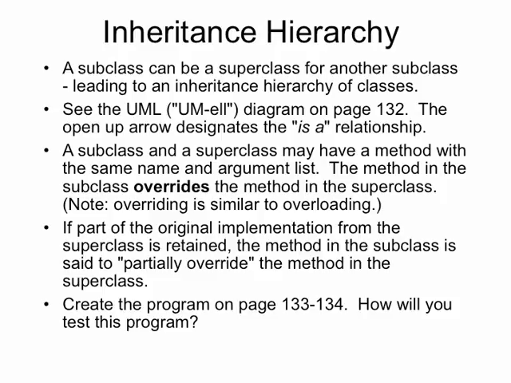You can have two methods with the same name, one in the superclass and one in the subclass, and the subclass is said to override the method in the superclass. It masks it. So when an object of the subclass calls that method, it will call the one in the subclass, not the superclass. If you maintain part of the original, it's said to partially override the method in the superclass.